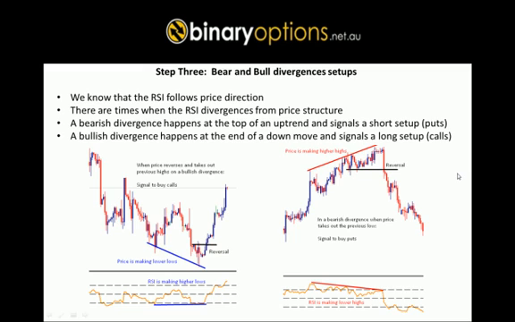This is an example of a bearish divergence. You can clearly see that price is making higher highs in an uptrend, but the RSI is making lower highs. When price breaks this support structure and when the RSI crosses below the 50 level, we have a signal to buy puts on a counter-trend trade.